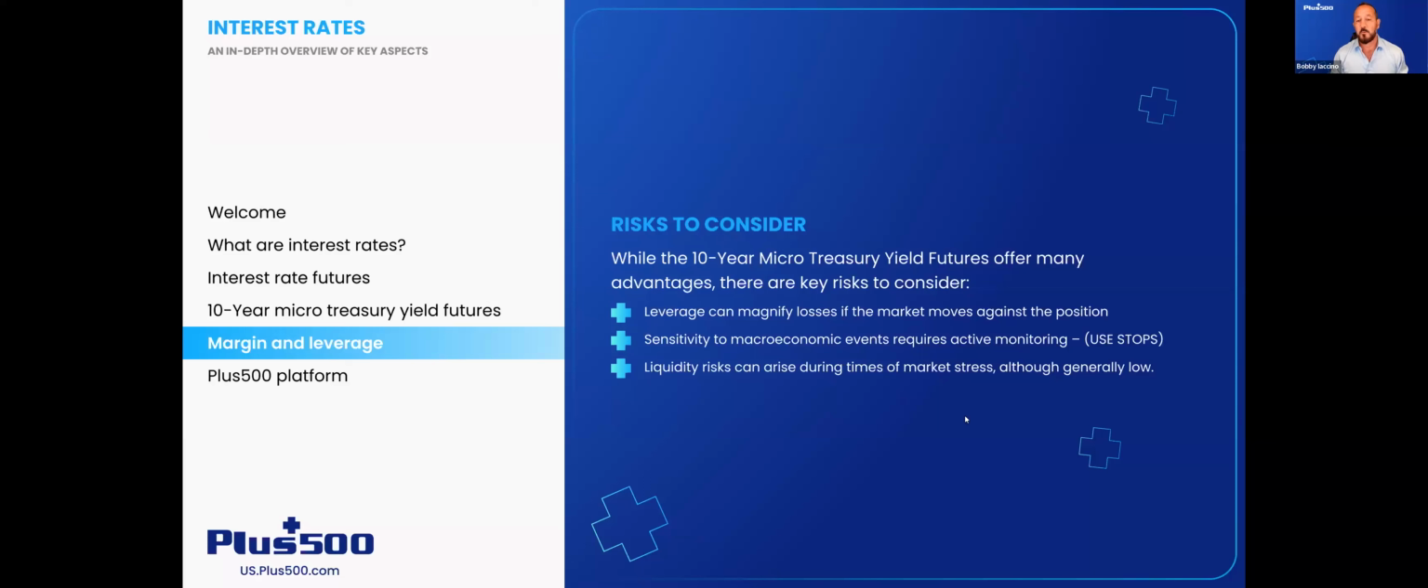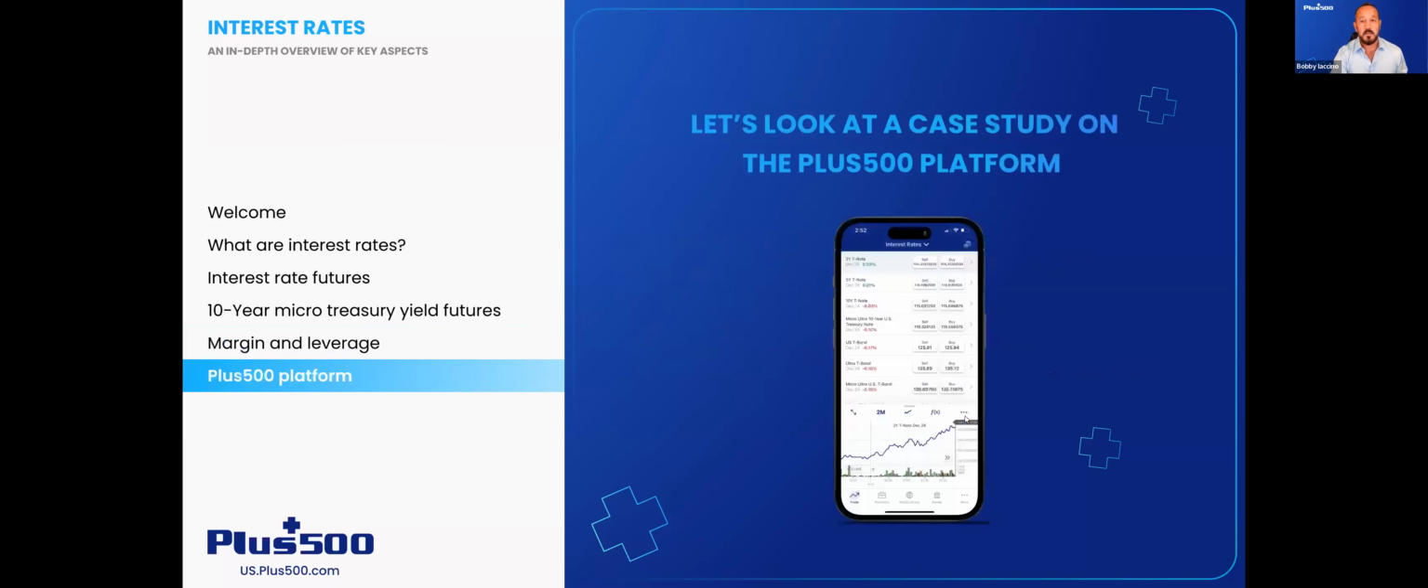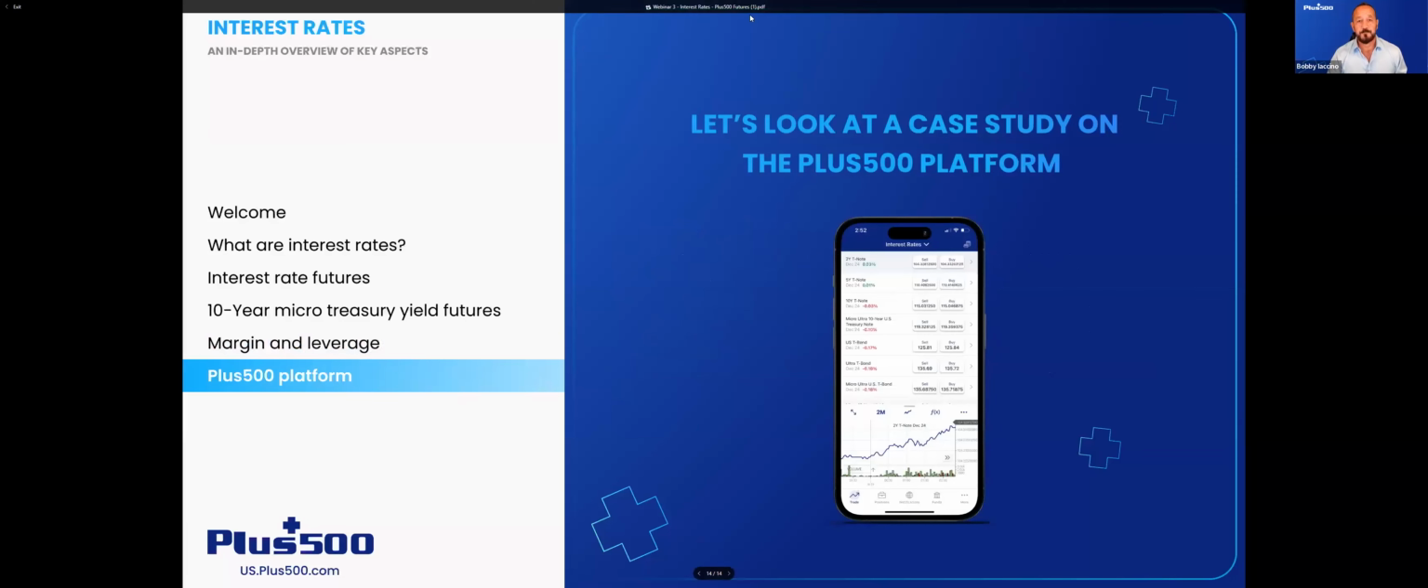Liquidity risk can arise during times of market stress, although that's generally low in the interest rate futures. All right. Let's take a look at a case study on the Plus500 platform really quick. This will be something that I've actually looked at before.